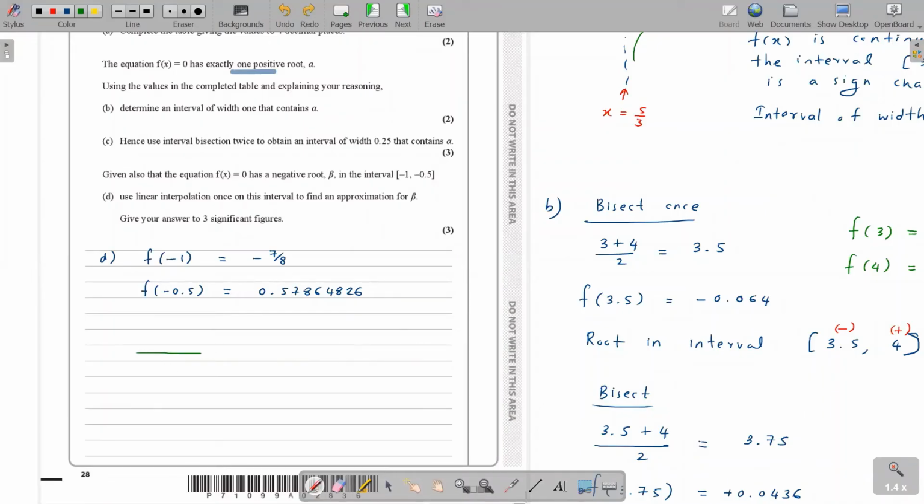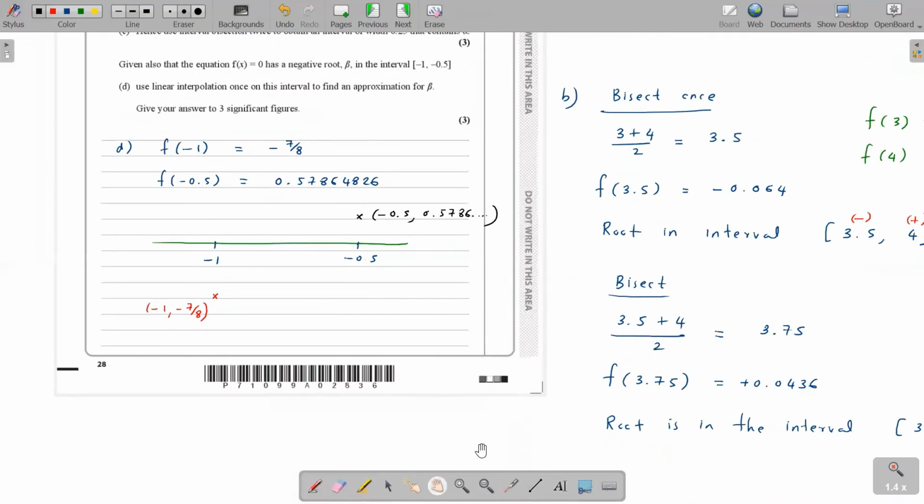So what are the two x values? The first x value is minus 1. The other value is minus 0.5, right? So what do we do here? When x equals minus 1, your y value is negative 708. Are you with me? When x is minus 0.5, the y value is 0.5786, this value. Are you with me?